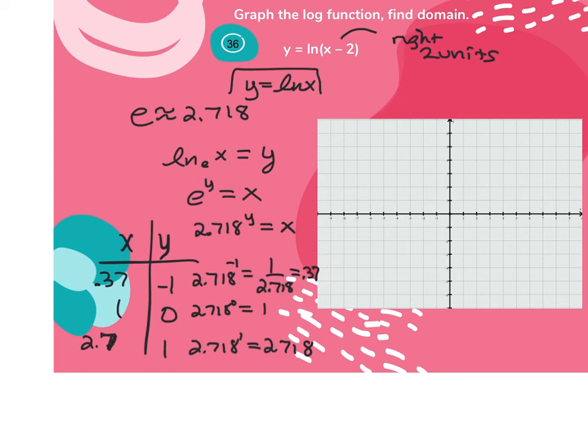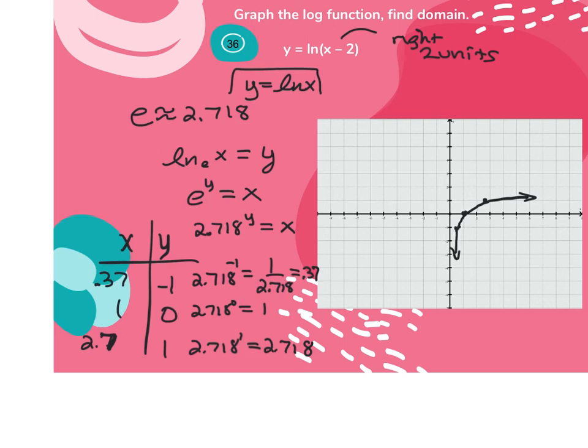So let me graph these 3 ordered pairs, and then I'm going to shift them all 2 units to the right. So I'm going to graph about 0.37, so about 1/3, and -1, so about there, then here, and then 1, then 2.7, so almost to the 3 and up to the 1. So here are my 3 points.